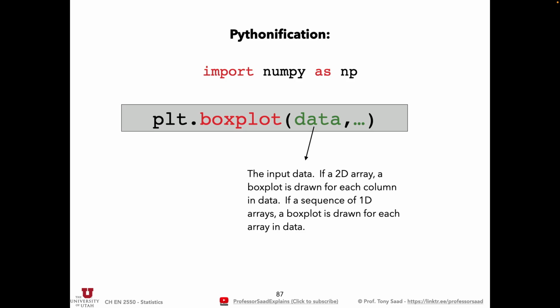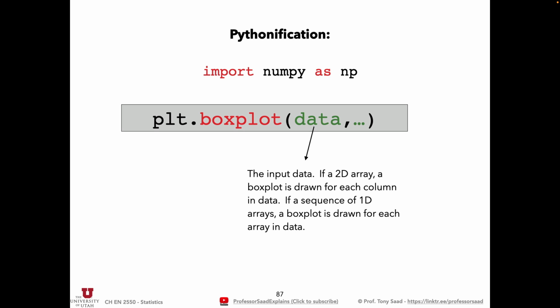If a two-dimensional array is provided, then an array is going to have rows and columns. Think of it like a matrix. What box plot will do is take the first column and do a box plot for the first column, take the next column, do a box plot for the next column, and so on. Not per row. If you wanted to do it per row because your data happens to be like that, you have to transpose it.